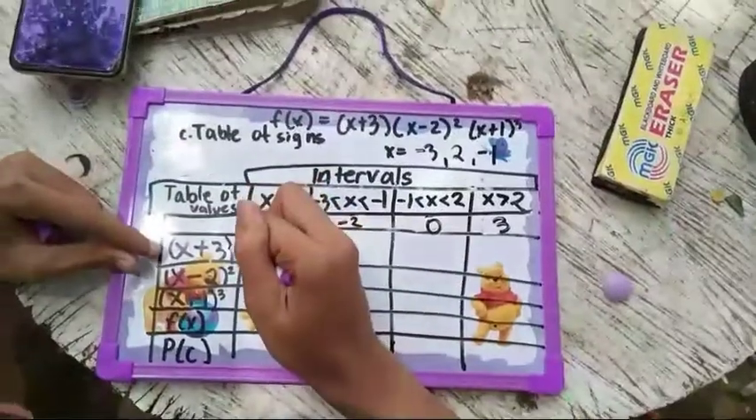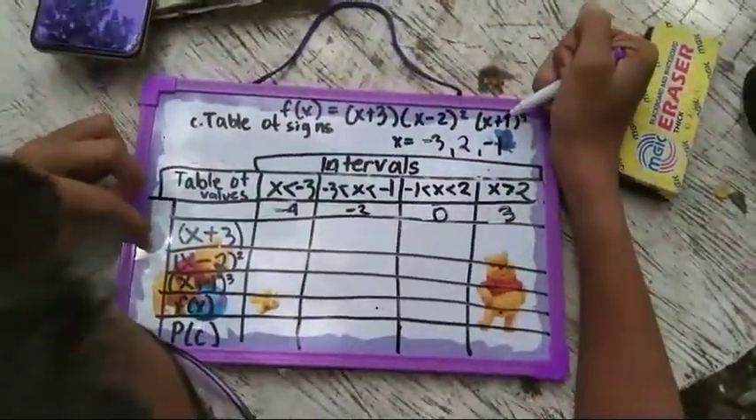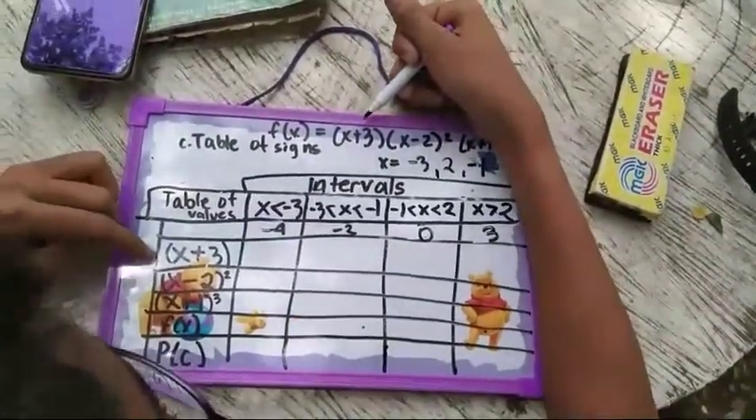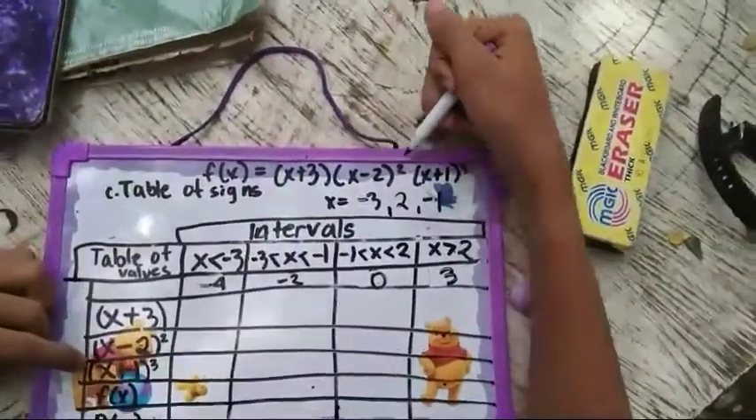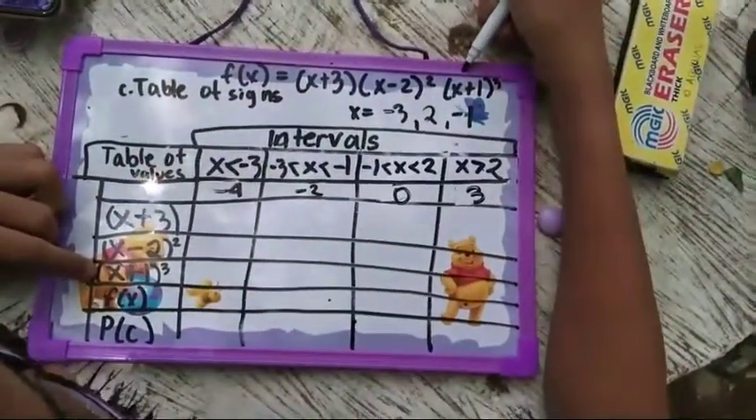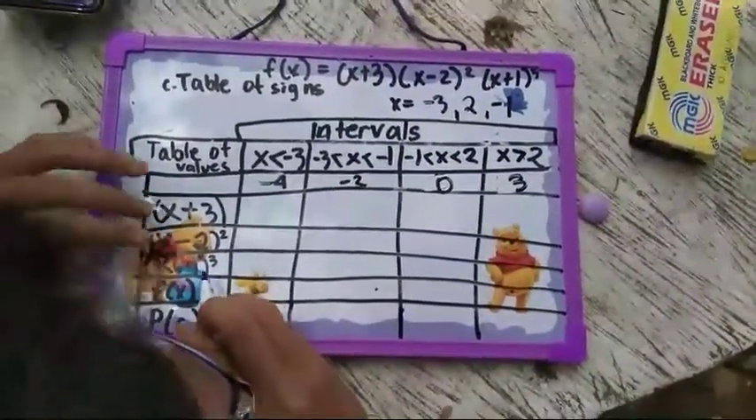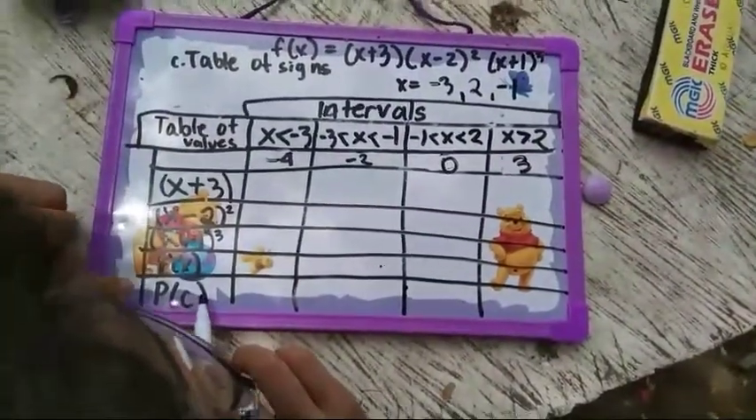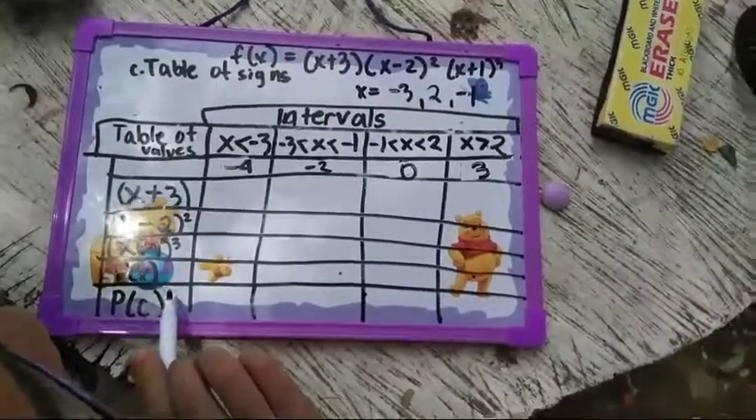Next, for our table of values, we arrange our polynomial factors in order. The first is x plus 3, the next one is x minus 2 squared, and the third one is x plus 1 cubed. The f of x here is the value in our table of values, either positive or negative, and the behavior of the graph is either positive or negative.